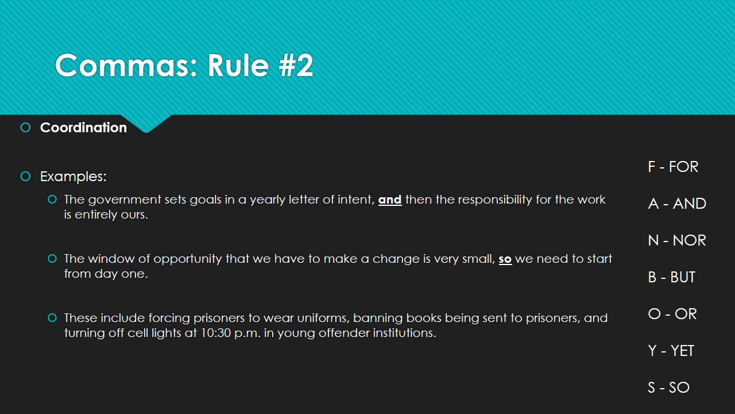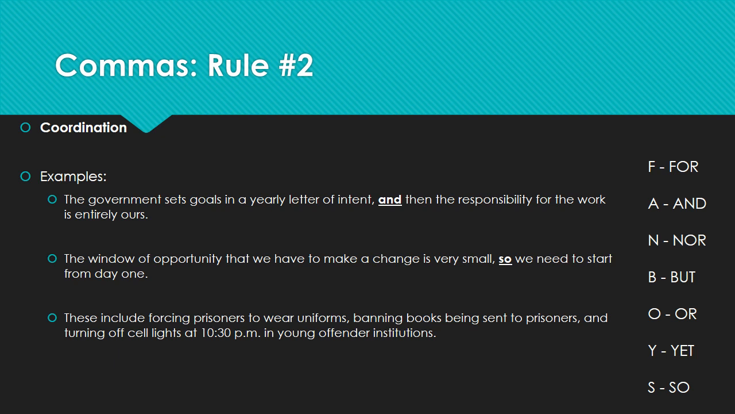Let's read the first example together. The government sets goals in a yearly letter of intent, and then the responsibility of the work is entirely ours. In this example, the coordinating conjunction and is connecting the two independent clauses. Now let's read example sentence 3. These include forcing prisoners to wear uniforms, banning books being sent to prisoners, and turning off cell lights at 10:30 p.m. in young offender institutions. In this sentence, we're listing ideas or changes made in prisons.